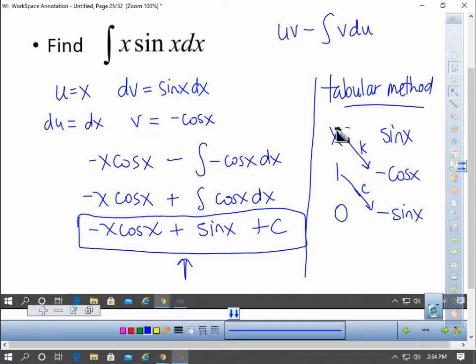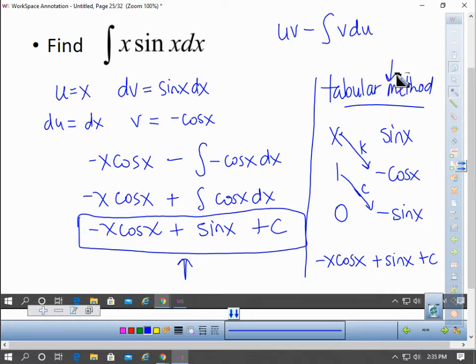So notice if I multiply x times negative cosine, I'm going to be left with negative x cosine x, and I keep the sign. Then here I'm going to multiply 1 times negative sine, but I'm going to change the sign to a positive. And then plus c. And voila! Notice it's the same answer.